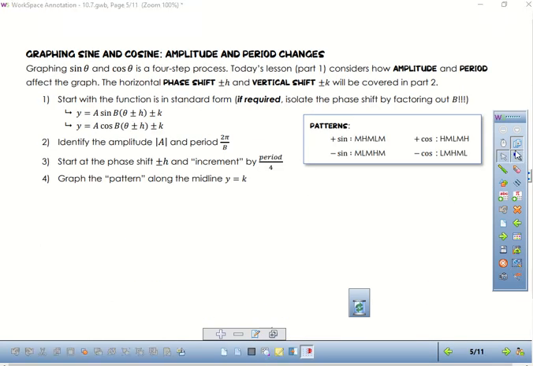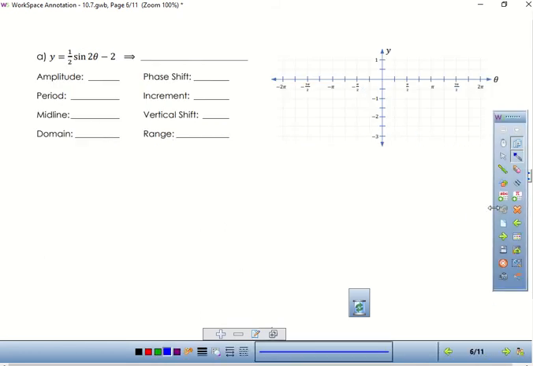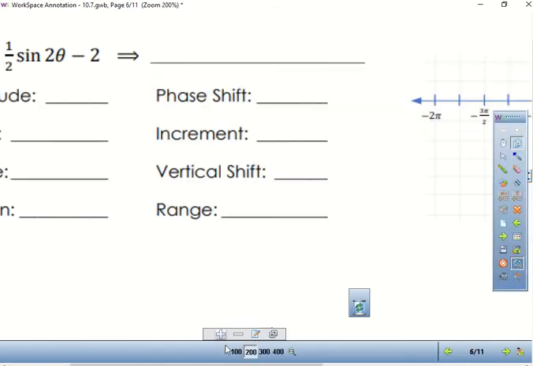This is the same slide in your 10-6 notes. It's just talking about amplitude, period of the graph, the parent functions, finding the amplitude, finding the increment, and finding the midline. We've already talked about this in 10-6. This is just a recap in case you need it again in your notes. So now we're just going to jump right in.